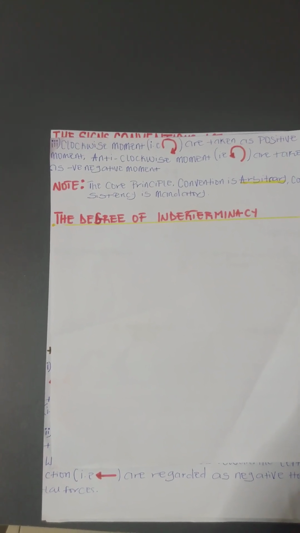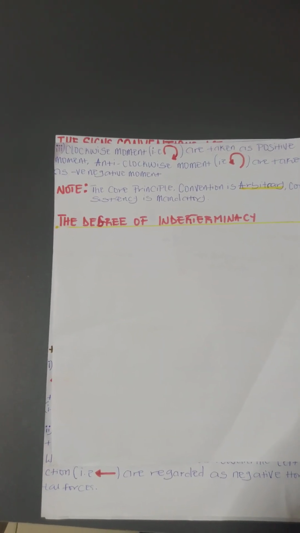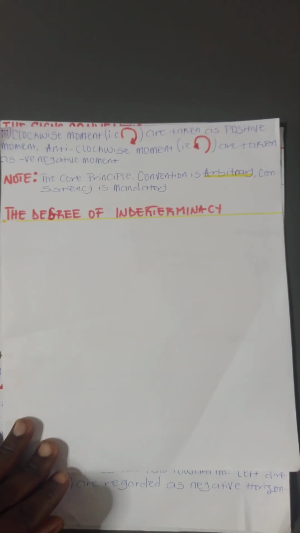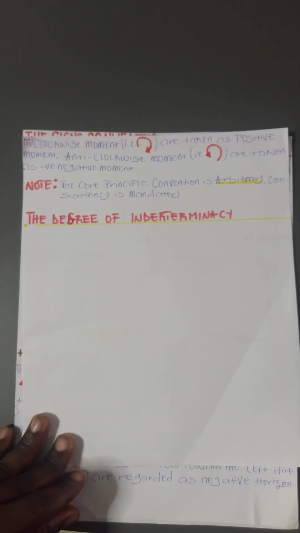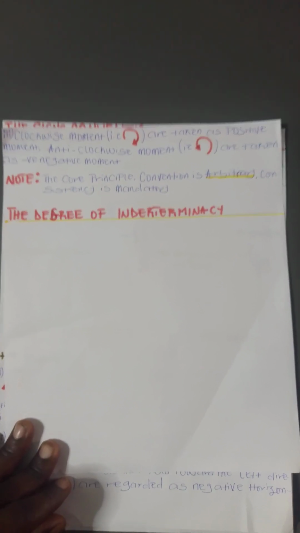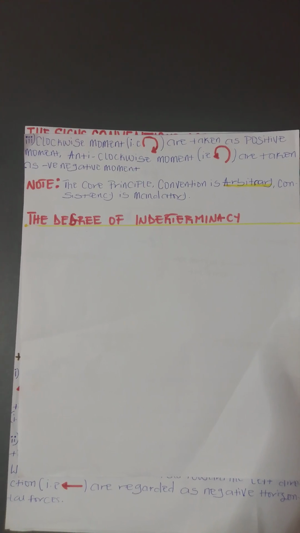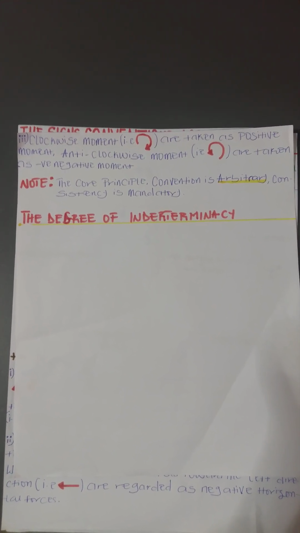Okay, moments. Clockwise moments, as you can see, the arrow is rotating toward the right direction, are taken as positive moments. Moments rotating towards the right direction are taken as positive moments. On the contrary, anti-clockwise moments are taken as negative moments.